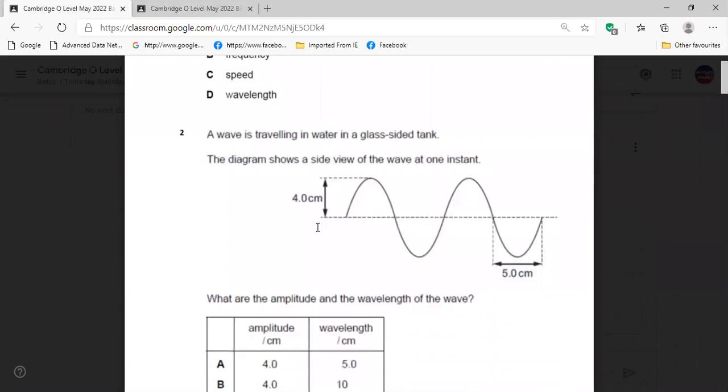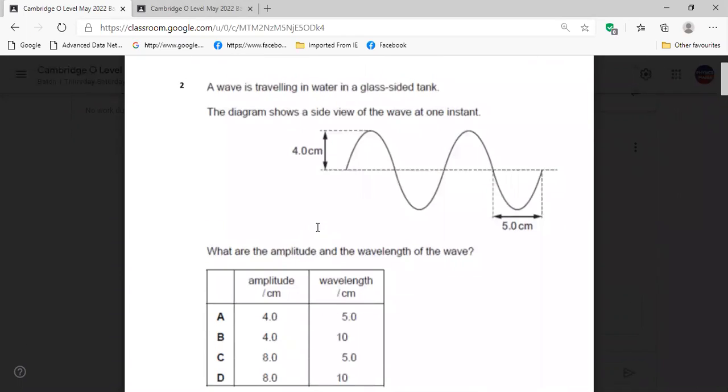Question number 2. Mahi, you read this. A wave is traveling in water in a glass-sided tank. The diagram shows a side view of the wave at one instant. What are the amplitude and wavelength of the wave? Mahi, what is your answer? Sir, B?